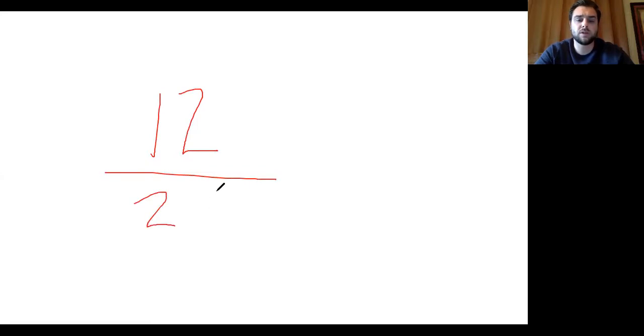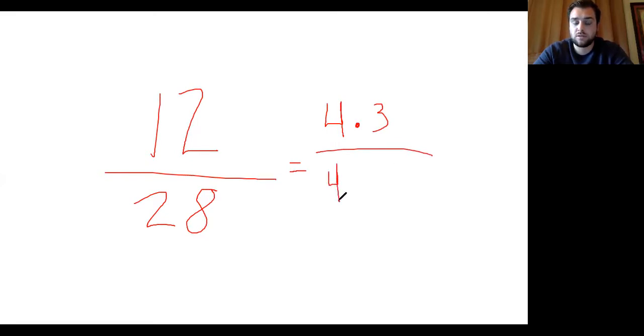Now, it is important that you guys know those multiplication facts when you're going through this. It makes it, I think, a lot easier to solve. So when we look up here, 4 times 3 gives us 12. And 4 times 7 gives us 28.